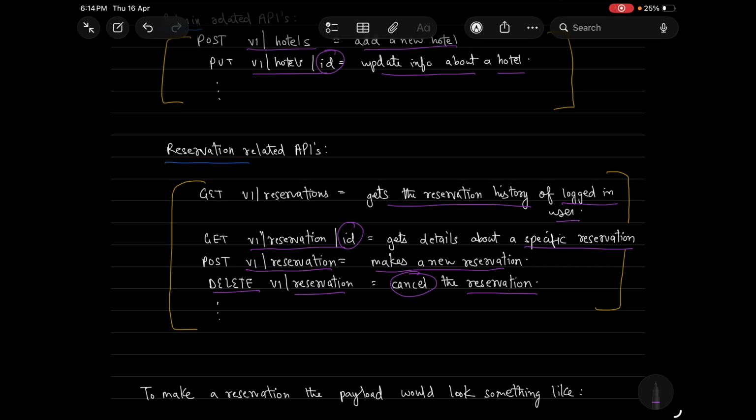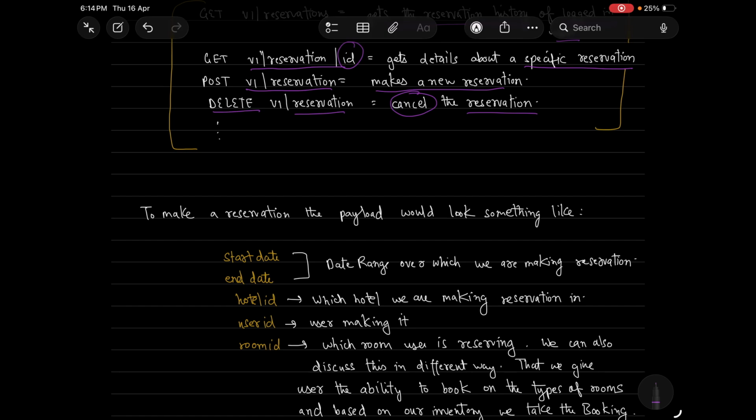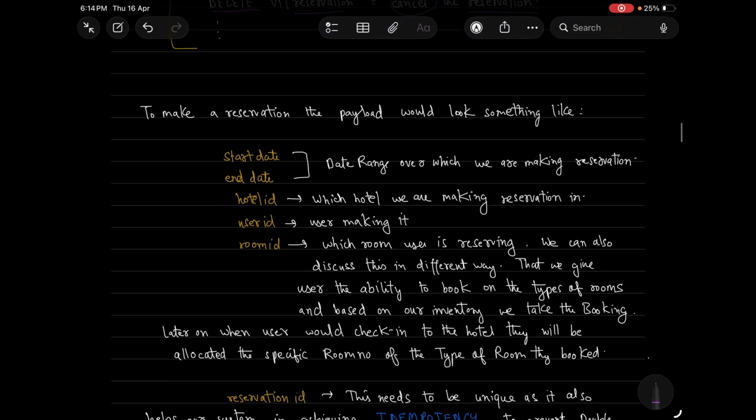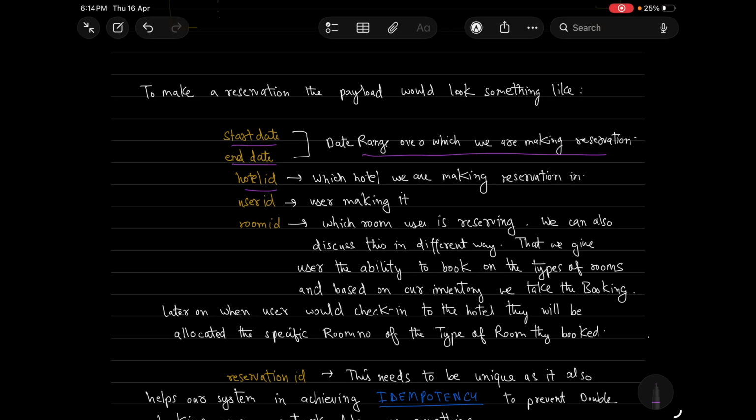So we can make this call. This can also be a post call as well. To make a reservation, the payload would look something like this, it can have a couple of fields as I have mentioned here below. We need a start date and end date. This is the date range over which we are making the reservation. That is important. We would need hotel ID, which hotel we are making the reservation in. Then we need user ID, the particular user making this reservation. Then room ID, which room the user is reserving.